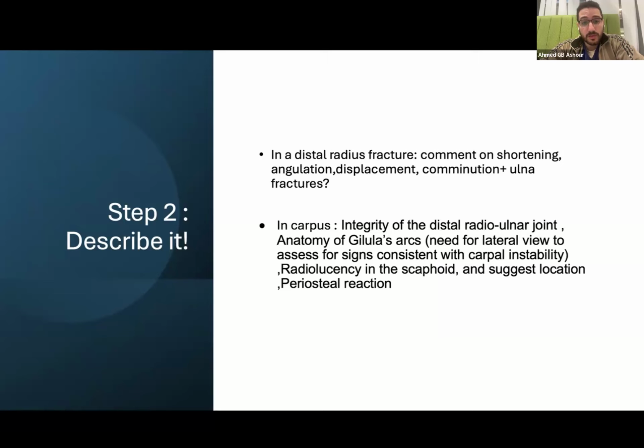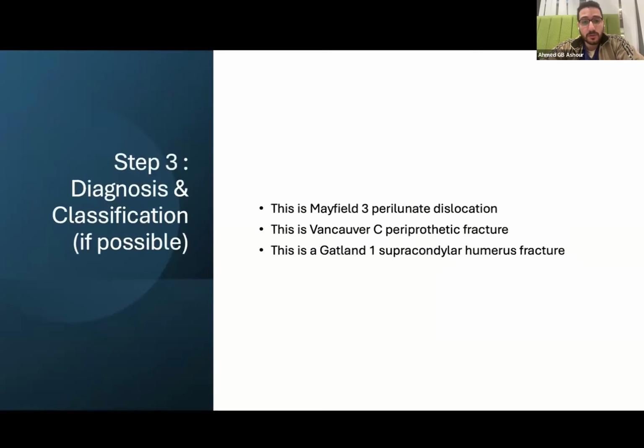So in general, describe it first before you jump to the diagnosis. And then step 3, diagnosis, and you can mention a classification if you can. It's not mandatory, but if you can, it moves you from 4 to 5.